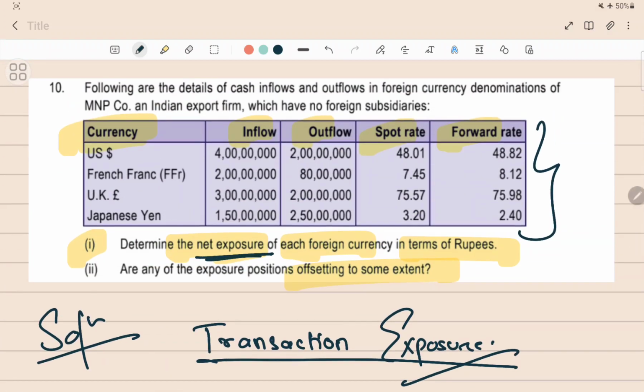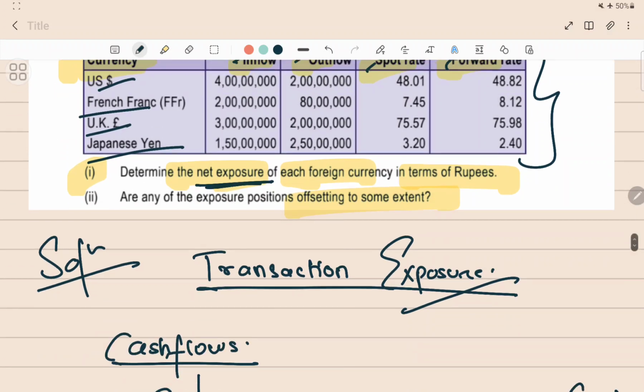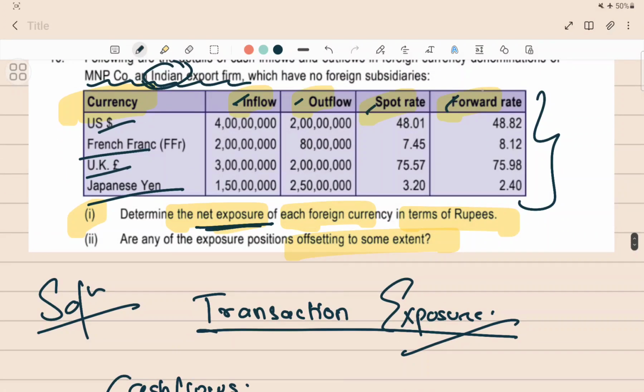They're asking for the net exposure. M&P Company Limited is an Indian export firm. For an Indian export firm, dollars, French franc, UK pound and Japanese yen are all foreign currencies, and there are inflows and outflows in these. It means the cash flows are denominated in foreign currency, so there will be a transaction exposure. They've given the forward and the spot as well. So what will be the transaction exposure? Forward minus spot, basically.